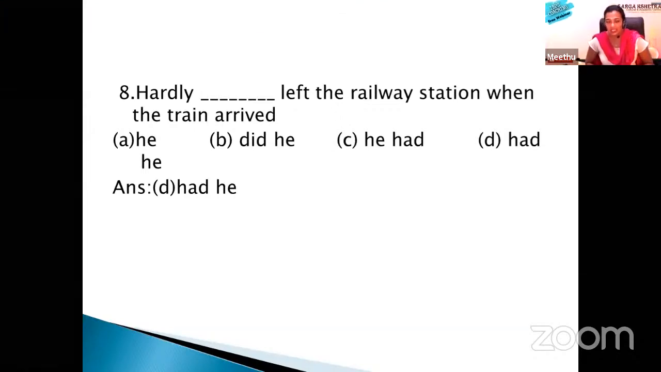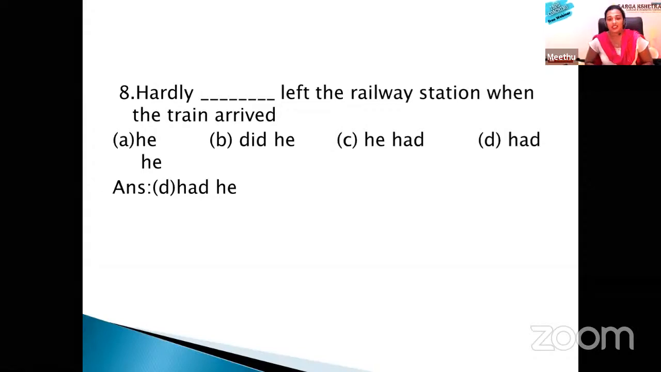Instead of hardly, if it would be when, okay, your answer was correct. When we had left the railway station, suddenly the train arrived. Okay, that's the point. Don't worry, we'll go for the next question. No problem. I hope you understood.